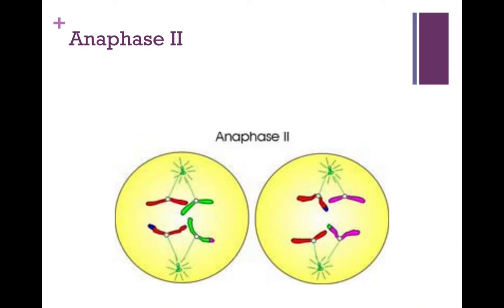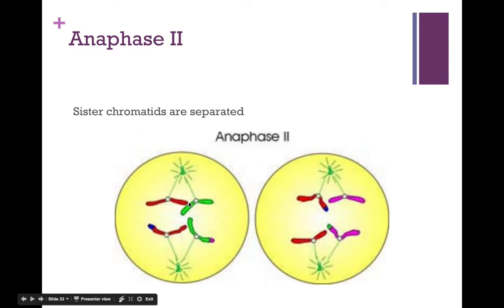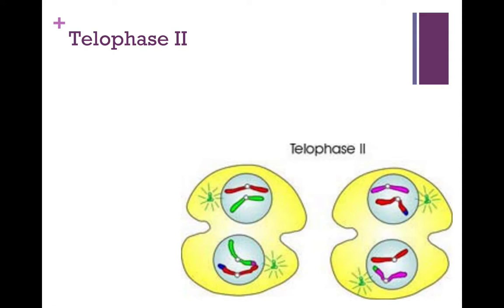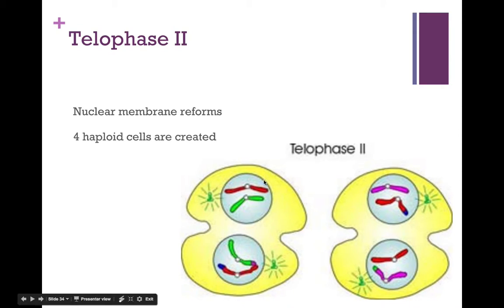Anaphase II, the sister chromatids are pulled apart. So that single spaghetti noodle wrapped around a fork, they're pulled apart by their centromeres. And in telophase II, our nuclear membrane reforms, and we have 4 haploid cells created. So these all have half of the genetic information. So pay close attention here.